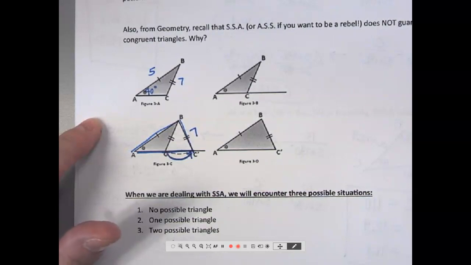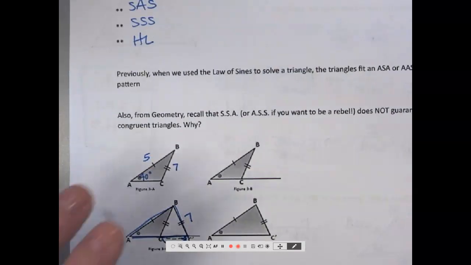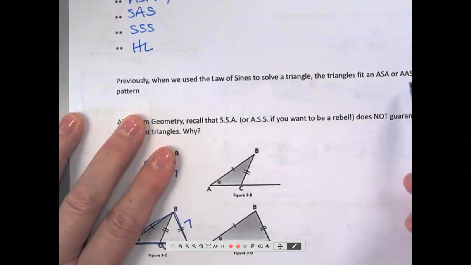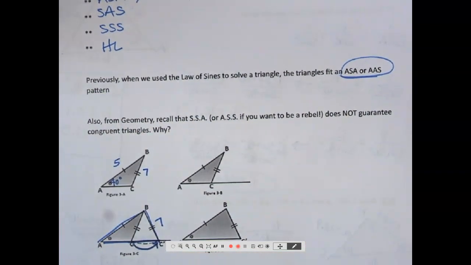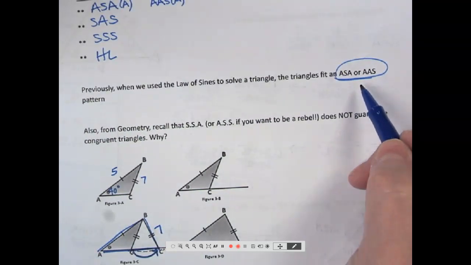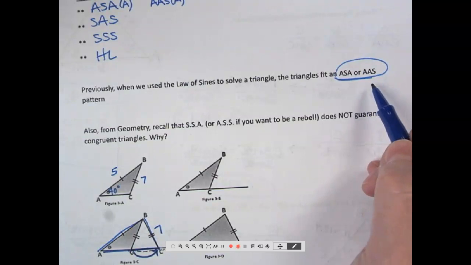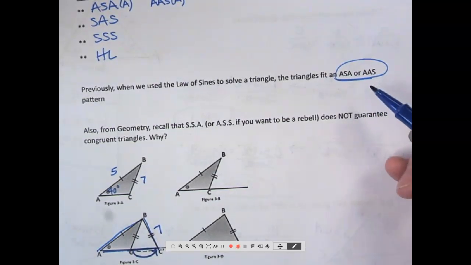Okay, so yesterday when we used law of signs, we were given 2 angles and a side. On every single problem, we were given 2 angles, which really meant we knew all 3 angles, right? We just had to subtract the 2 we were given from 180, and that found the third angle for us. So we knew the angles and a side.